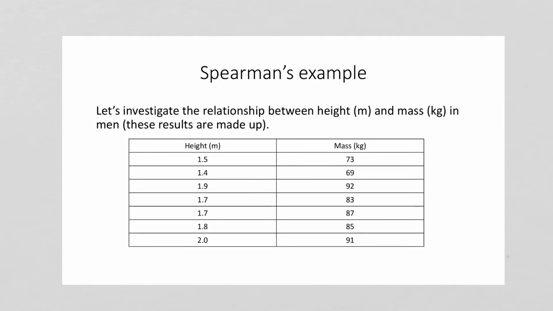Okay, this will make a lot more sense, hopefully, once we go through an example together. We're going to investigate some completely made-up results of the relationship between the height and mass of men. If we count the variables up together, we have 1, 2, 3, 4, 5, 6, 7 pairs. So we know right off the bat that n is going to be 7. Don't say n is equal to 14, that's going to get you into trouble. So n is the number of pairs.